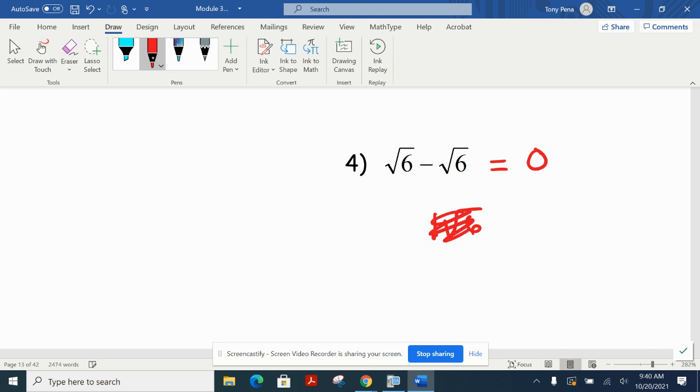So 0 is your answer. I would take 0 root 6. That's not wrong. That's very much correct. But anything times 0 is ultimately a 0. So 0 would be kind of that simplified final answer. All right.